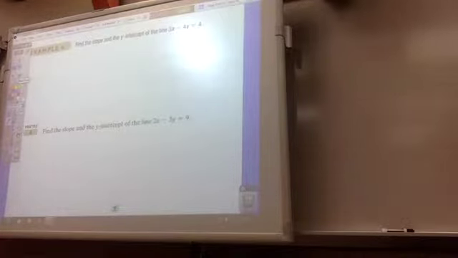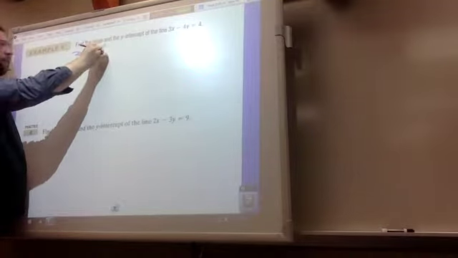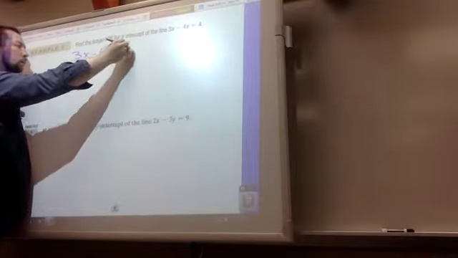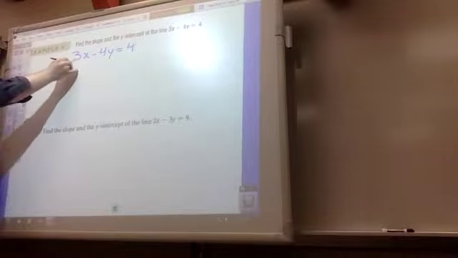The problem is it's not always written in that form. For example, this is the standard form, where it has something x plus or minus something y is equal to a number. But we can get it in that form by simply solving for y, moving stuff over that's not a y and dividing by the coefficient of y. So I want to bring this 3x over, so I'd subtract it.